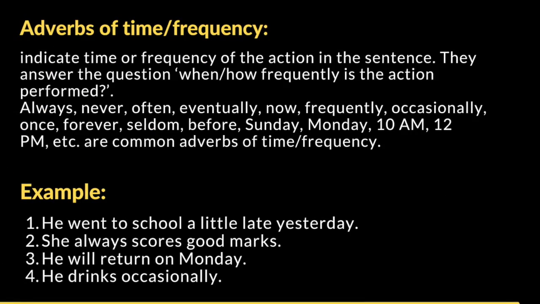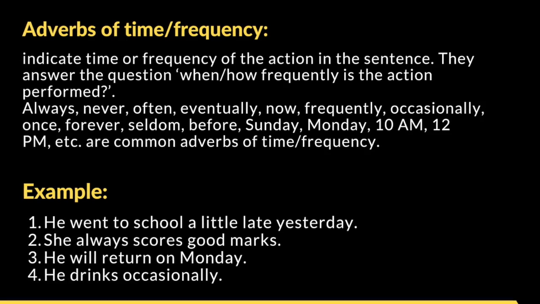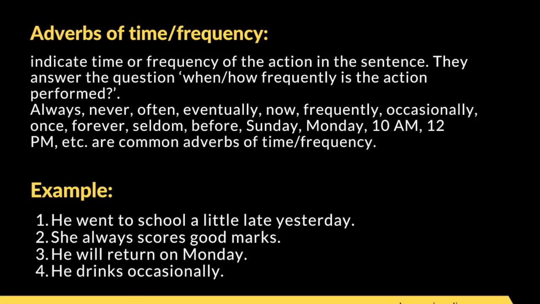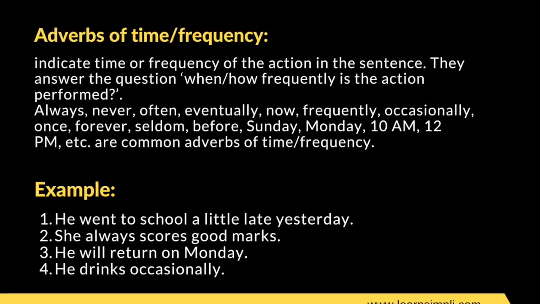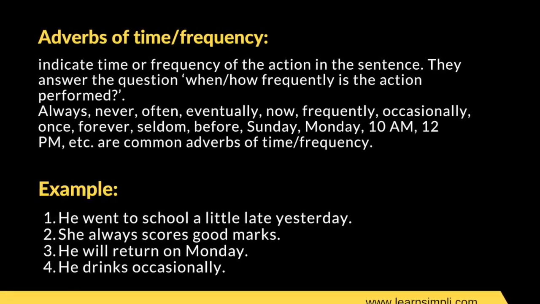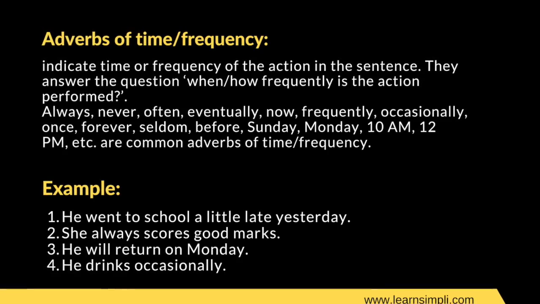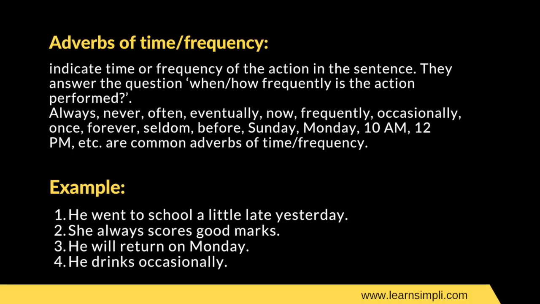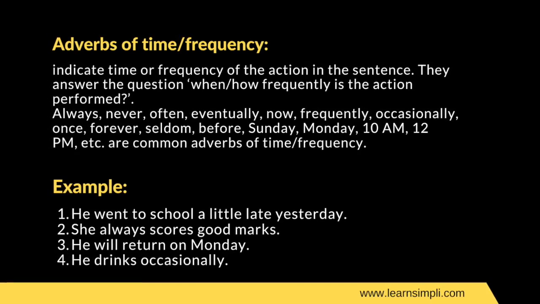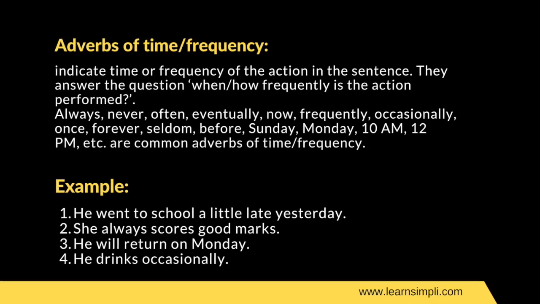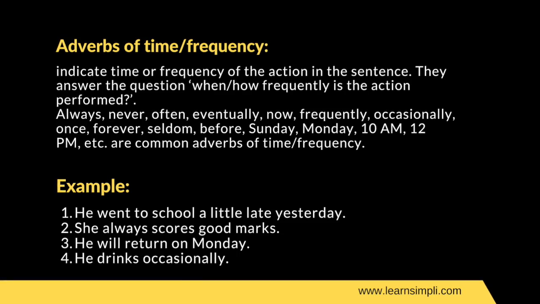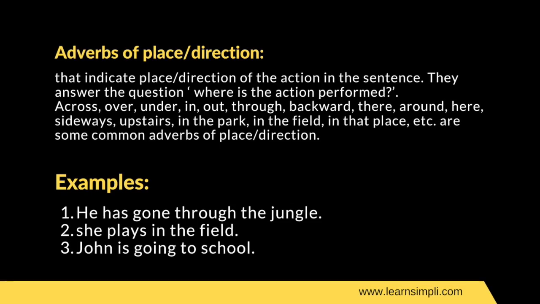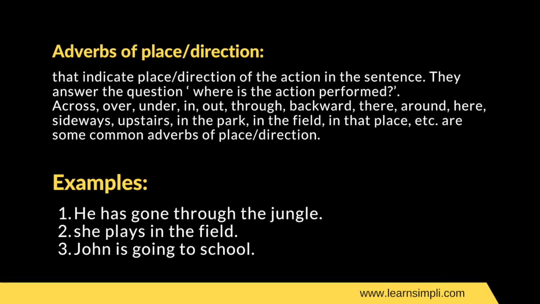Adverbs of time or frequency. They indicate the time or frequency of the action in a sentence. They answer the question: when, or how frequently, is the action performed? Always, never, often, eventually, now, frequently, occasionally, etc. Example: He went to school a little late yesterday. She always scores good marks. He will return on Monday. He drinks occasionally.